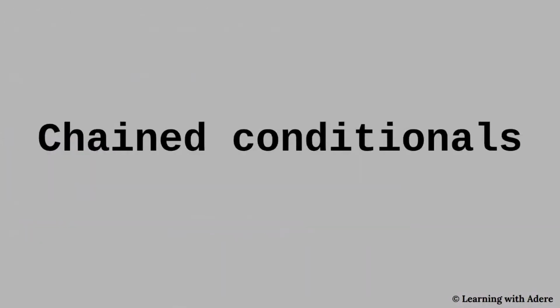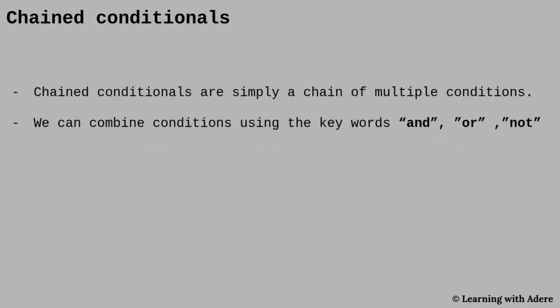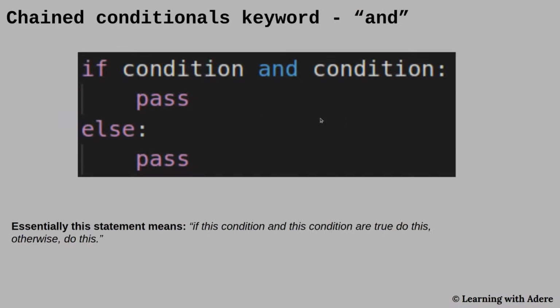So chained conditionals. That's one of our last topics we're covering for today. Chained conditionals are simply a chain of multiple conditions. We combine conditions using the keywords and, or, and not, sorry. These are our three main keywords we use for creating chained conditionals. And we're going to talk about the first keyword, and.